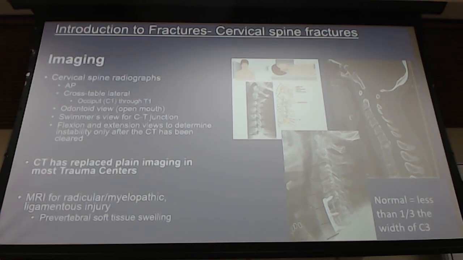Okay. So, again, C-spine x-rays. Width of C3, greater than 1/3, right? Soft tissue width greater than 1/3, that is abnormal. It means that there is some swelling at that level.